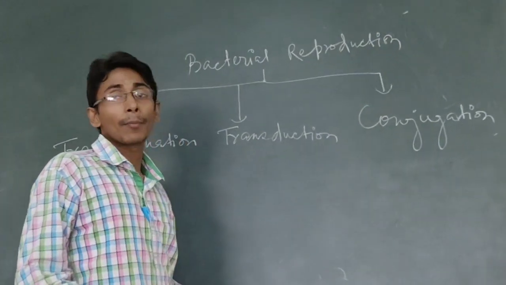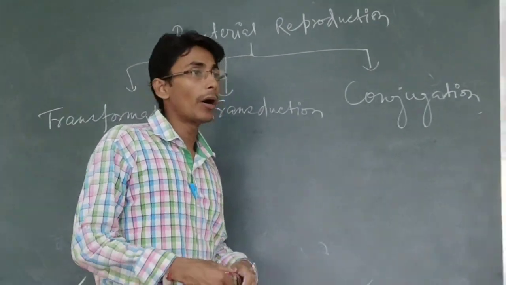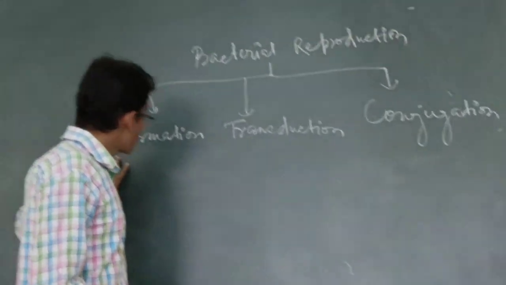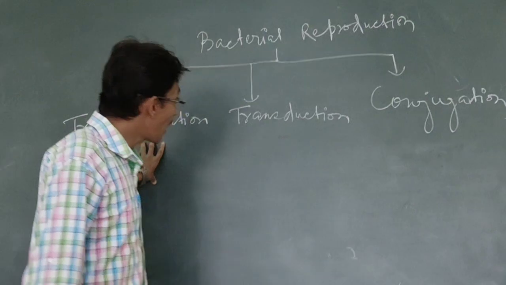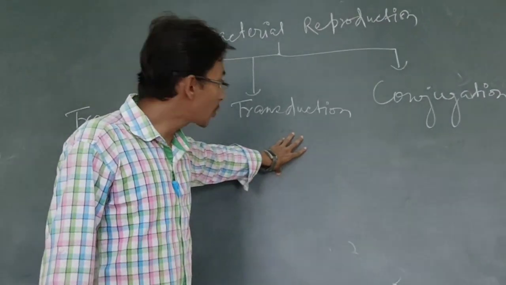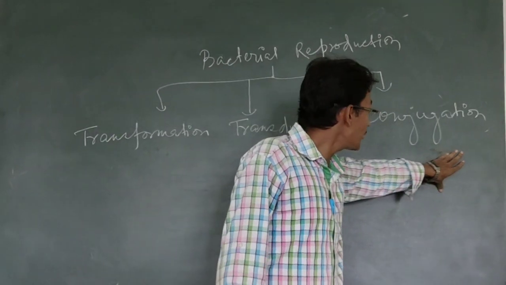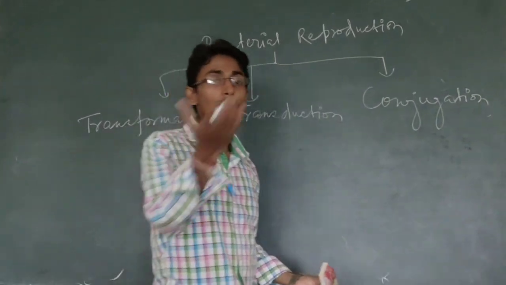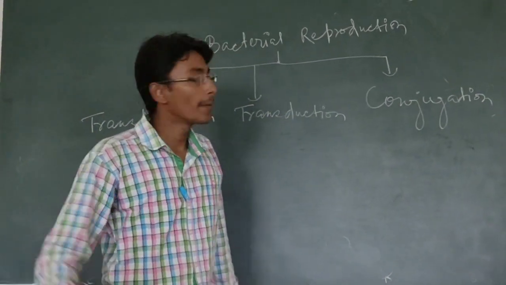So today I am going to deliver a lecture on bacterial reproduction. As I said in the previous class, there are three processes: transformation, transduction, and conjugation. I have already discussed the transformation process as well as the transduction process, and today I will discuss the conjugation process, and how one bacterial cell's DNA is transferred to another bacterial cell.